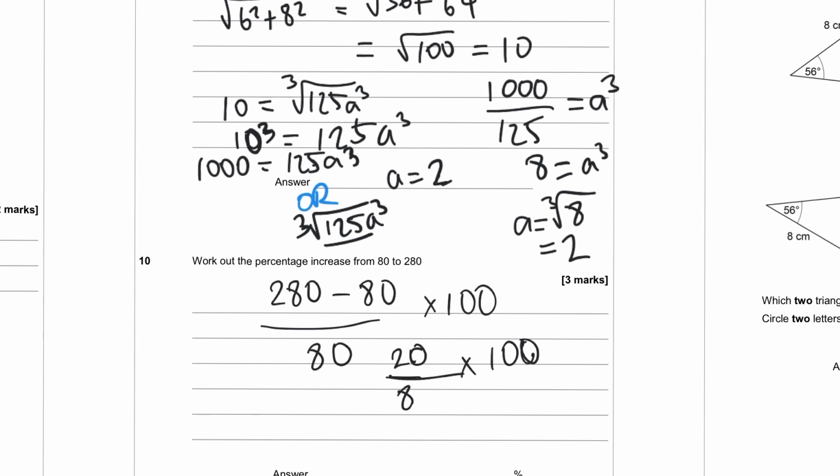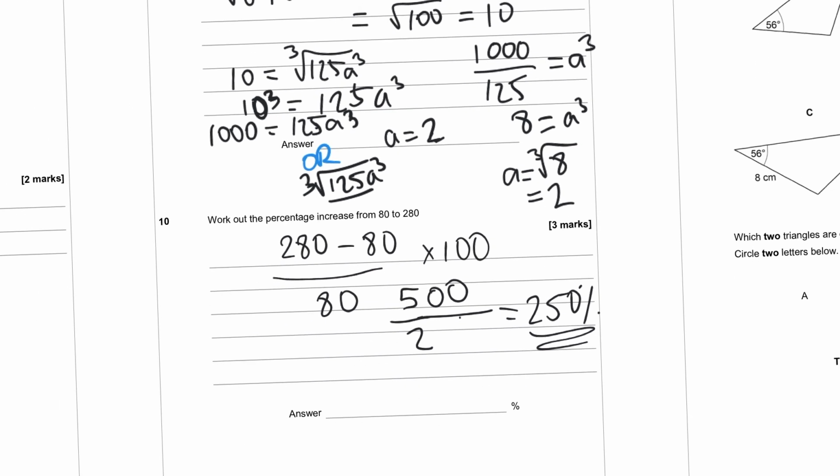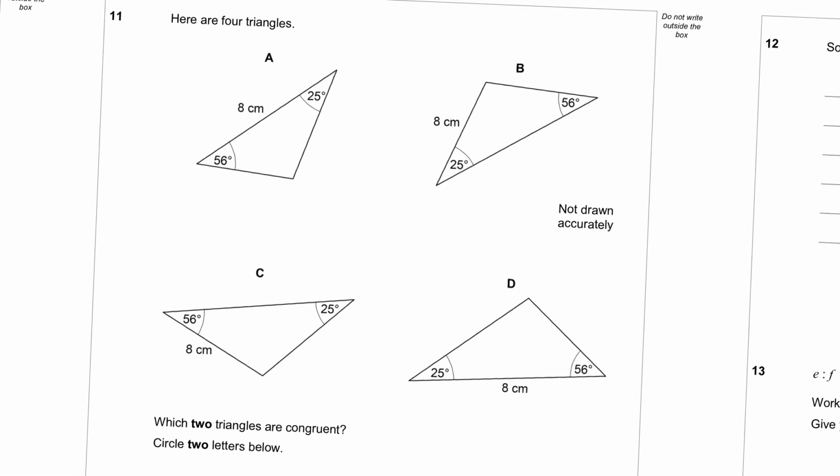Then 20 divided by 8, if we were to simplify that fraction, we would be left with 10 over 4. 10 over 4 can be simplified, aka divided by 2 on the top and the bottom, to leave you with 5 over 2. So if we end up doing 5 over 2 times 100, we know that 100 times by 5 is 500. 500 divided by 2 is 250%. So that would be your final answer. All right, cracking on to question 11.